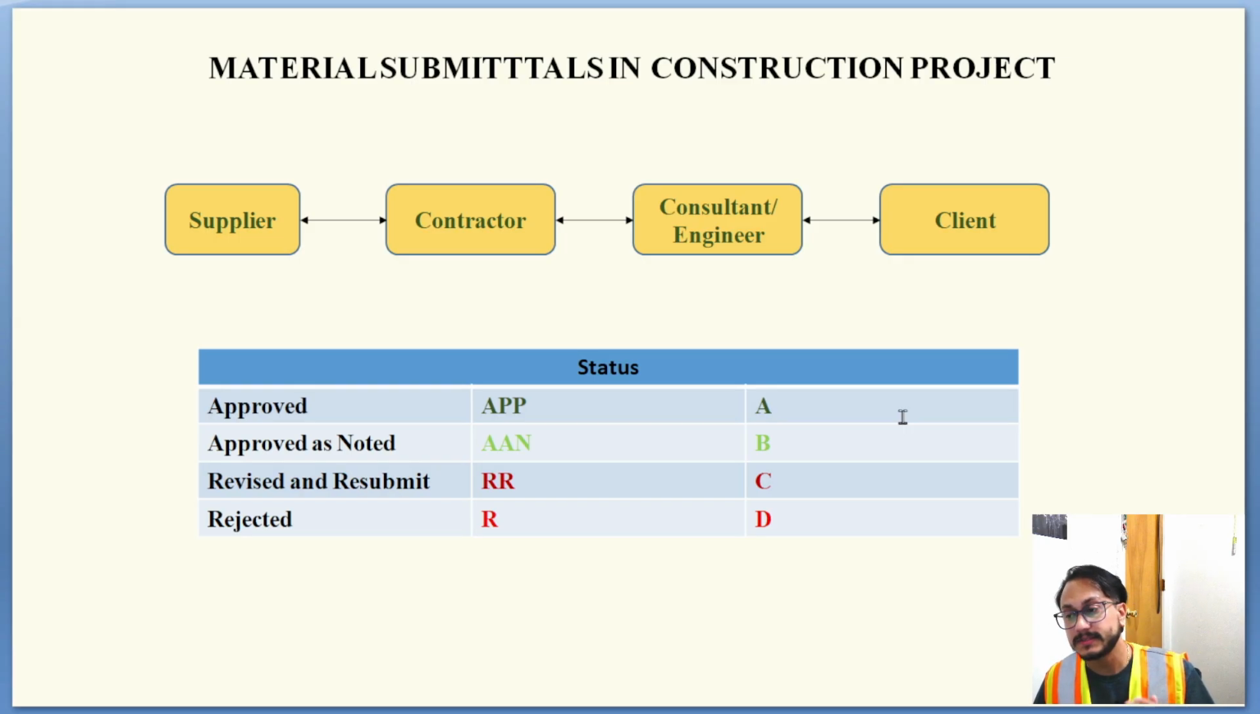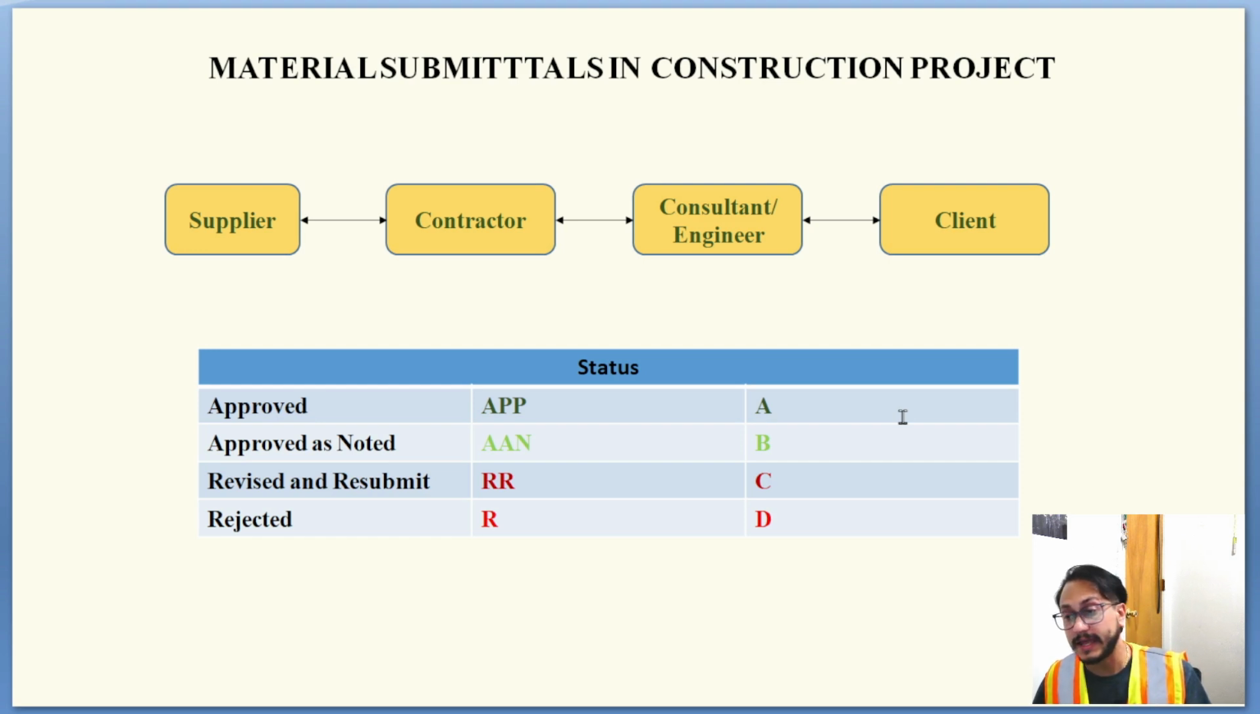So approved means the consultant accepts the document as it is without any comments. They are fully satisfied with the documents and they say you can proceed. That's a green signal, but that will be very rare. In short form it is mentioned as APP or A. The next will be approved as noted. In short form it is mentioned as AN or B status.